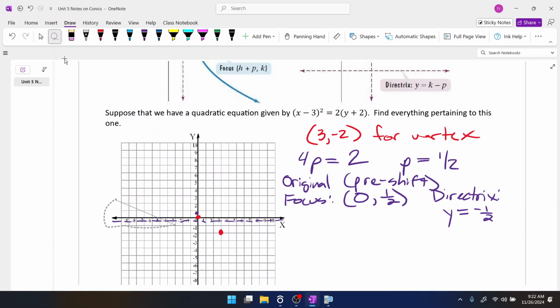So basically, I'm going to take all of this and move it 3 units to the right and 2 units down. It might be my limited art skills, but thanks to moving all of that, we basically moved everything 2 units down and 3 units to the right. So our focus is now going to be located at 3, but what about the y coordinate?